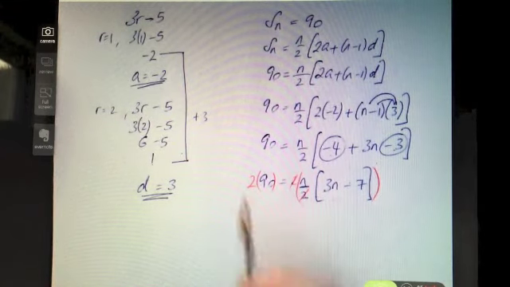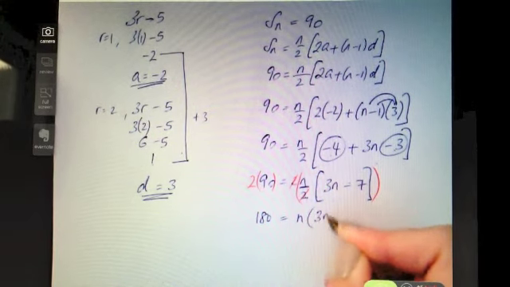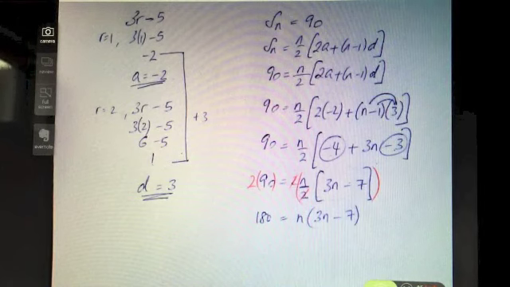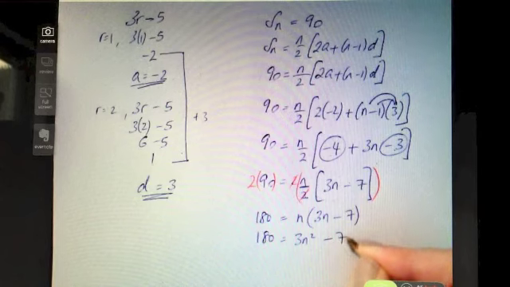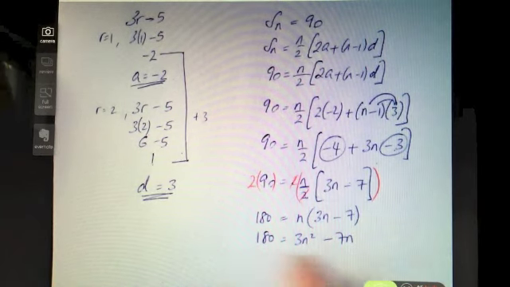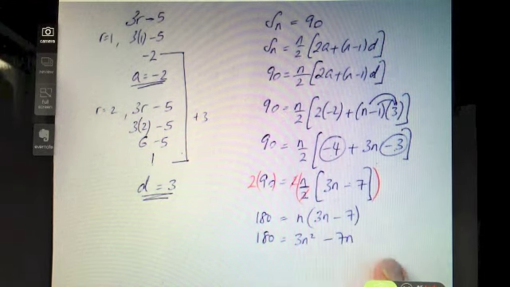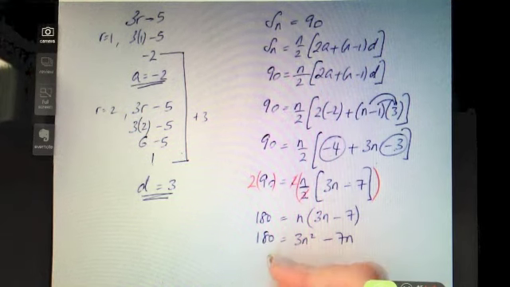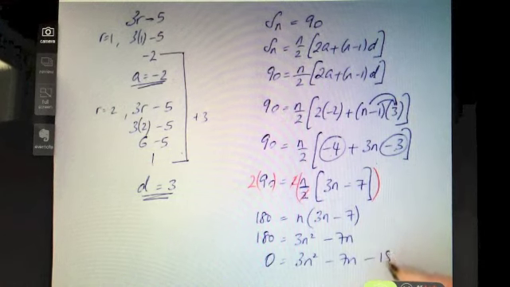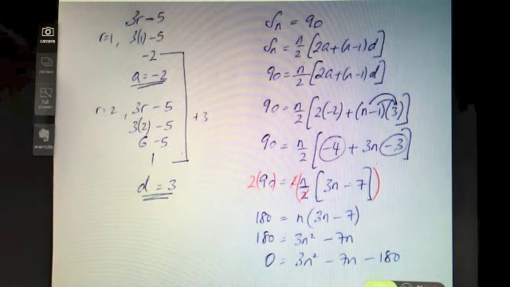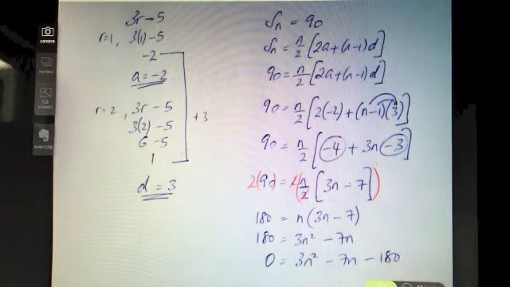So then what I have is 2 times 90 on the left-hand side, which is 180. And I have n then bracket 3n minus 7 left on the right-hand side. So multiplying that out, I get 3n squared minus 7n. Now, if you spot what we're getting here, we have a power of 2, so it's a quadratic. With a quadratic, obviously I'm going to have 3 terms. Let's bring it all over to one side. So subtract the 180 from the left-hand side and therefore minus 180 from the right-hand side. I'm left with this trinomial quadratic: 3n squared minus 7n minus 180.